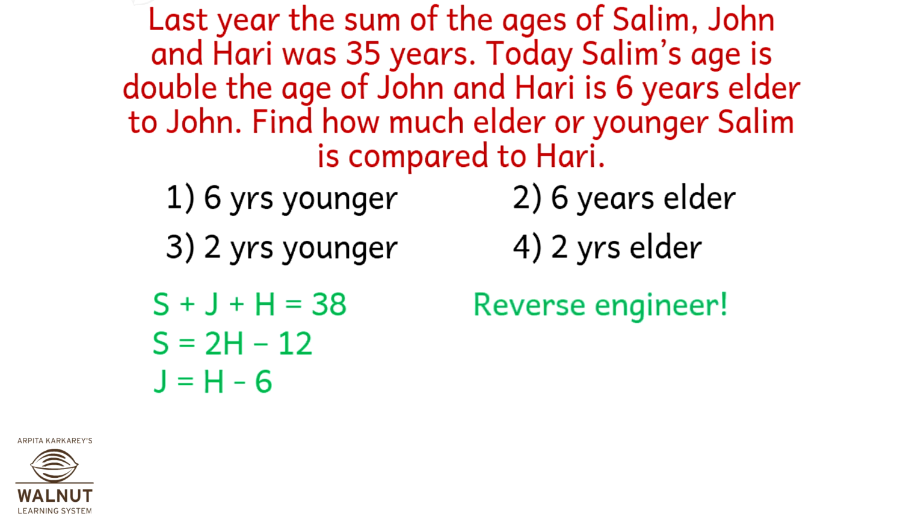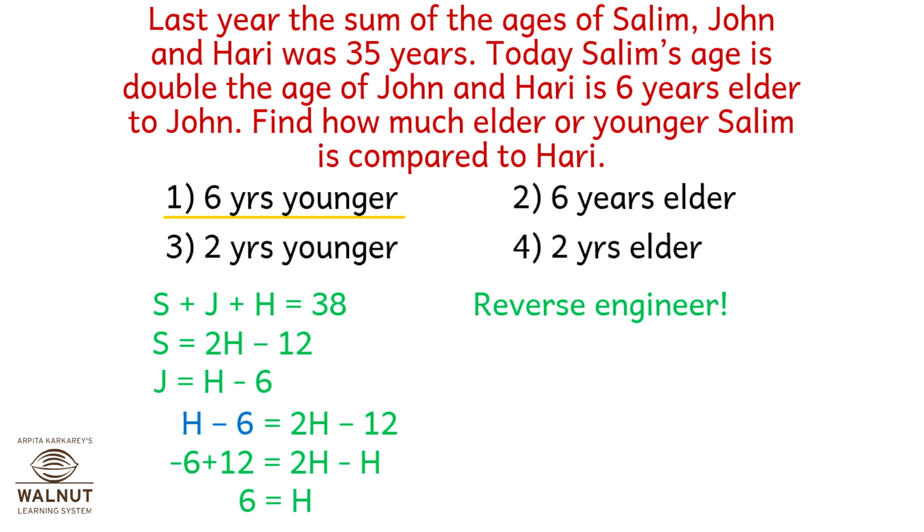Let's reverse engineer. Let's put in Salim as 6 years younger. S will be H minus 6, which is 2H minus 12. Therefore, H minus 6 is equal to 2H minus 12. Therefore, H becomes 6. So, putting that in S is equal to 2H minus 12, we get S is equal to 0. And J is also equal to 0 because J is H minus 6.